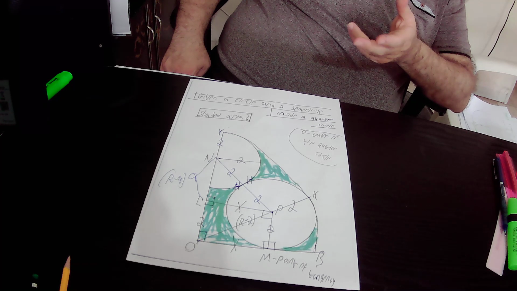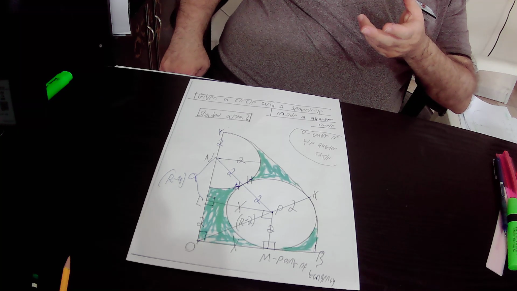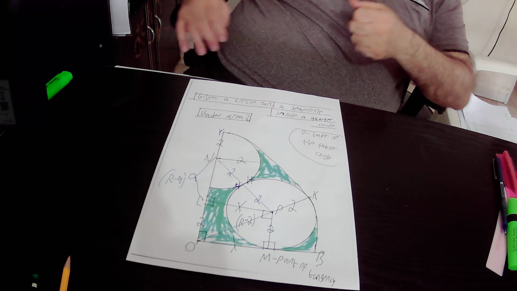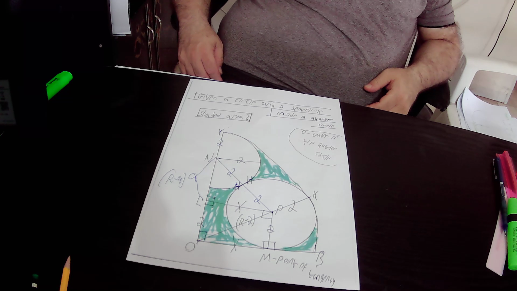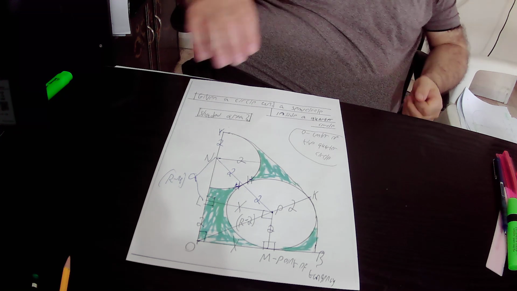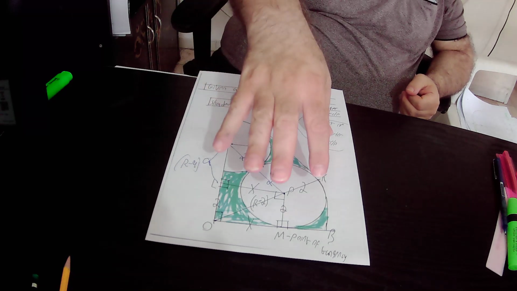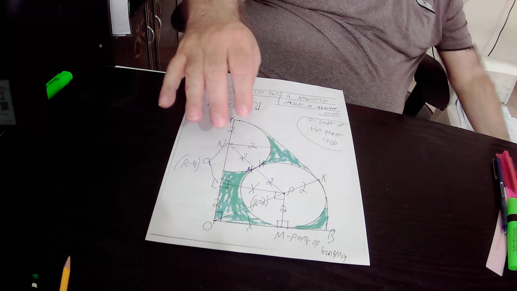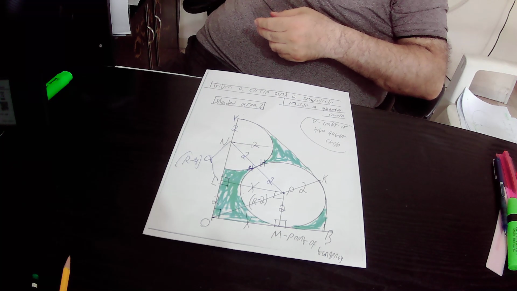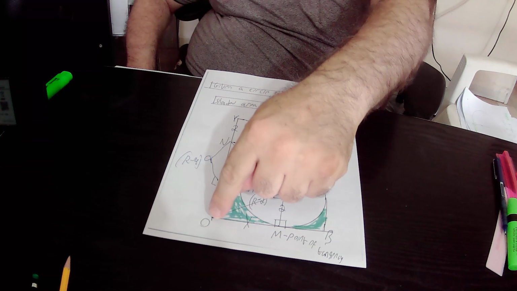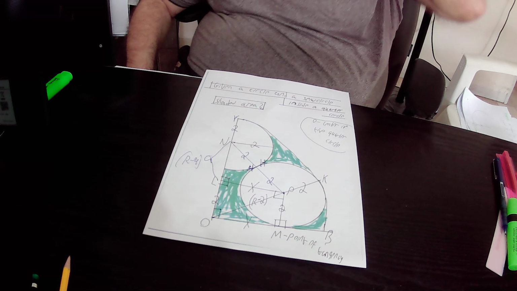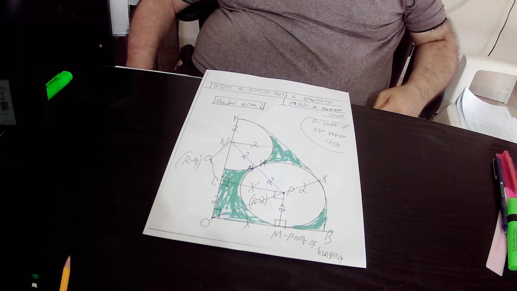So first of all we have to find out the radius of the quarter circle in order to find out the area of the quarter circle. Okay, so here, because this is a quarter circle, it means that this point is the center of the quarter circle and this angle equals 90 degrees. Okay?